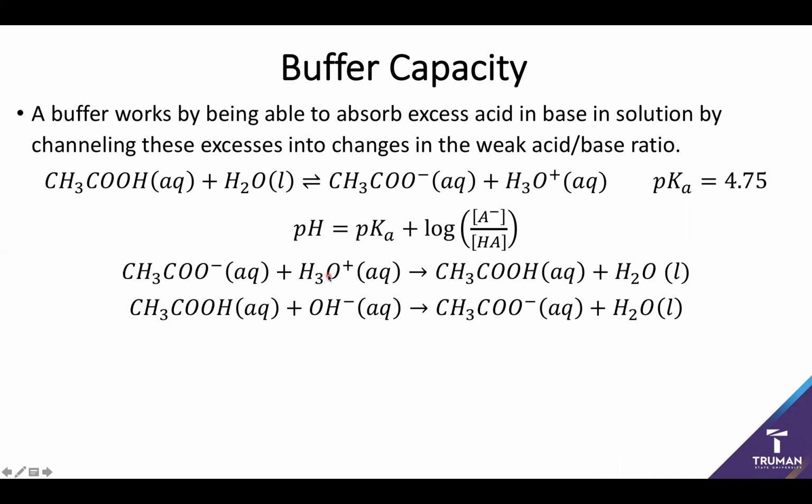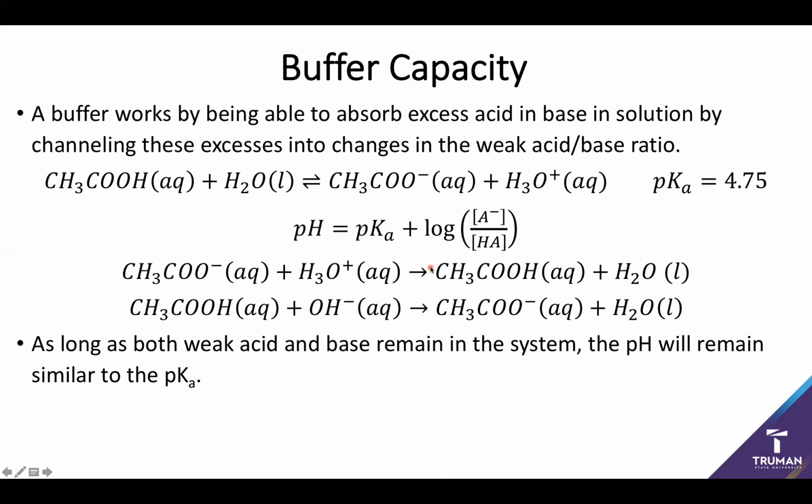And so what we're really doing here is modulating the changes in pH, as we're still going to retain some weak acid and base in the system. So as long as I have both a weak acid and a weak base, any pH changes we have will be fairly minimal and stay pretty close to the pKa.